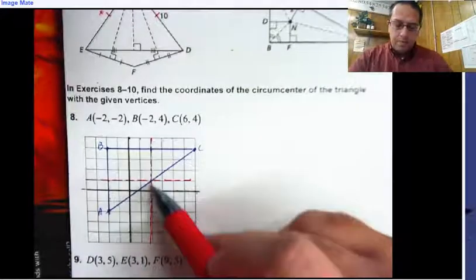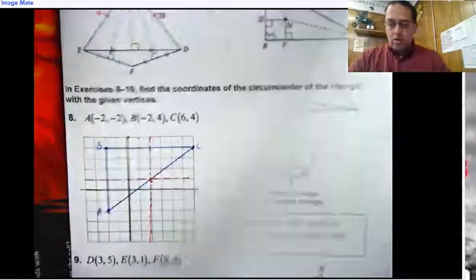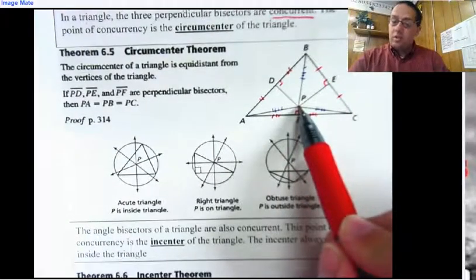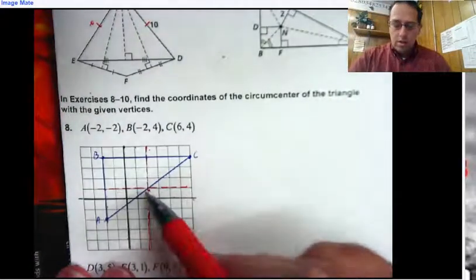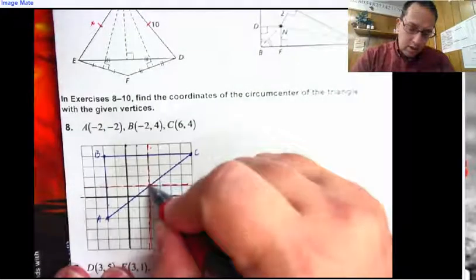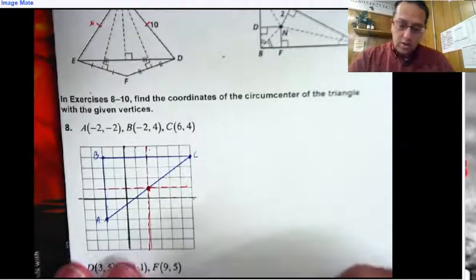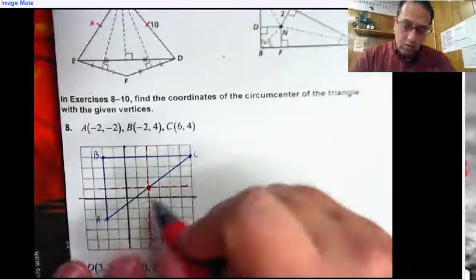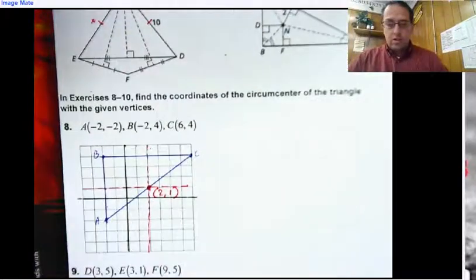These two both intersect right here. Well, all three of these are going to intersect at the same point, so we really only need 2. We don't have to do the third one. We could if we wanted to, but we don't. There it is. Right there, where 2 of them intersect, the third one will also intersect. So this is our circumcenter at the point 2, 1. 2, 1. And that's our answer.